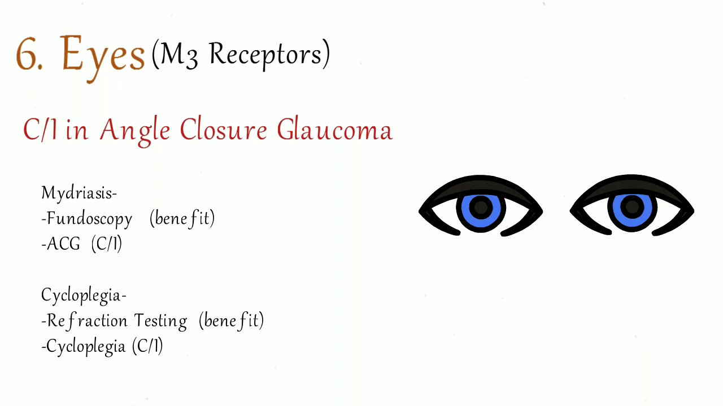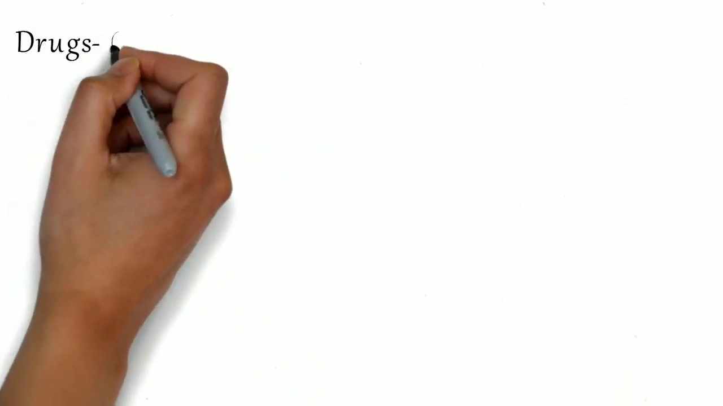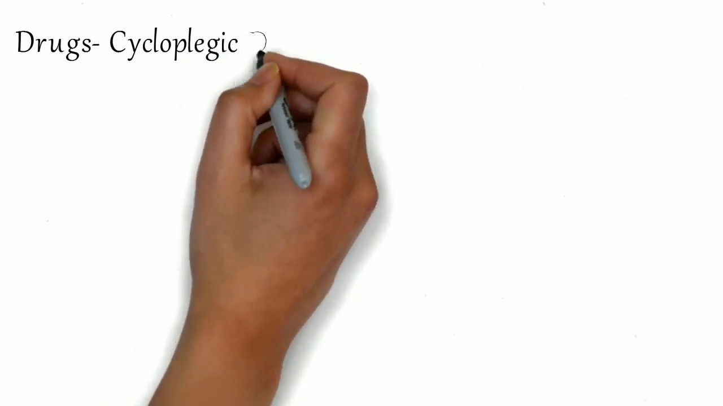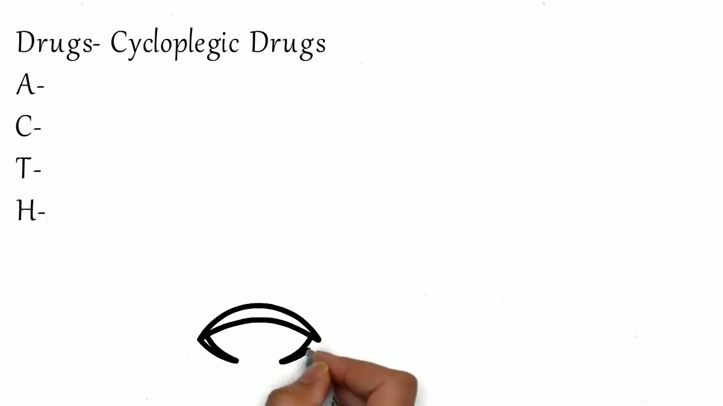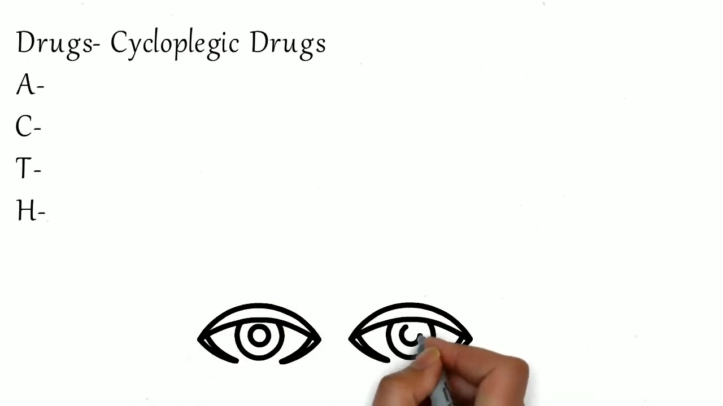The second condition, cycloplegia, is the blurred vision of the eyes. It is beneficial in refraction testing. Refraction testing is giving lenses to patients who have blurred vision. Now about the drugs we can use for cycloplegia. As we know, there is a hormone in the body, adrenocorticotropic hormone, also known as ACTH. We can use ACTH as a mnemonic for cycloplegic drugs.